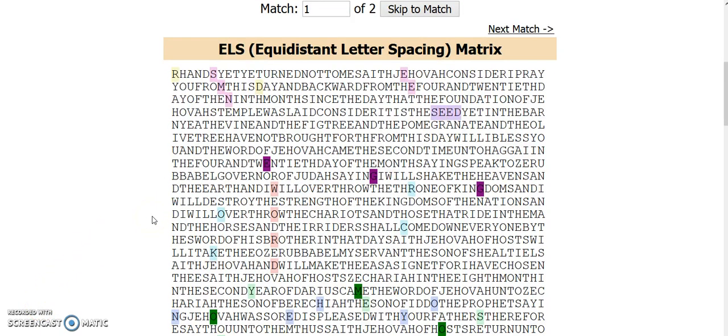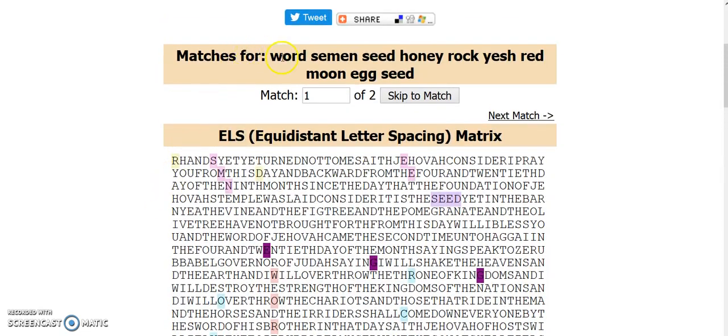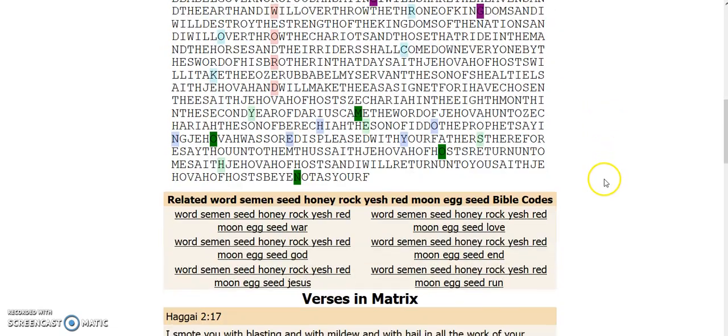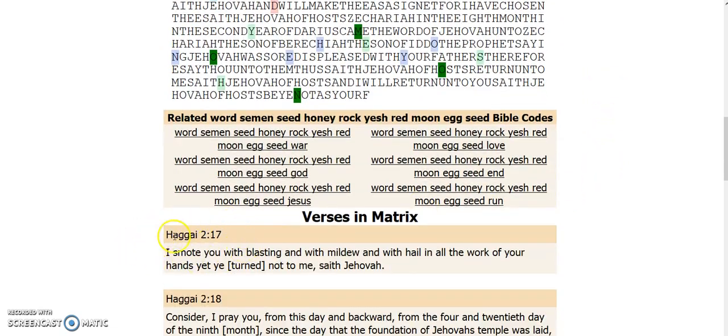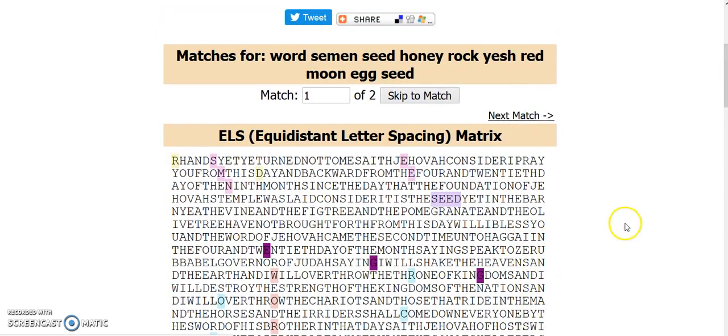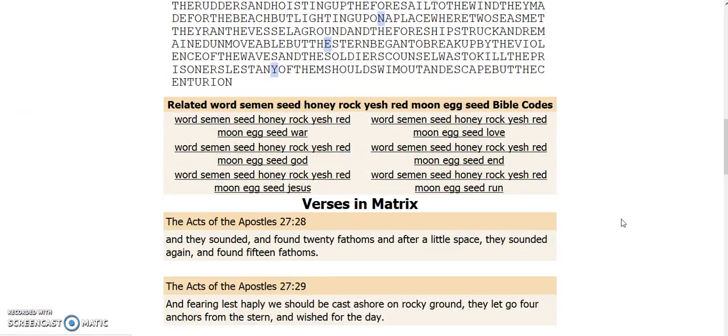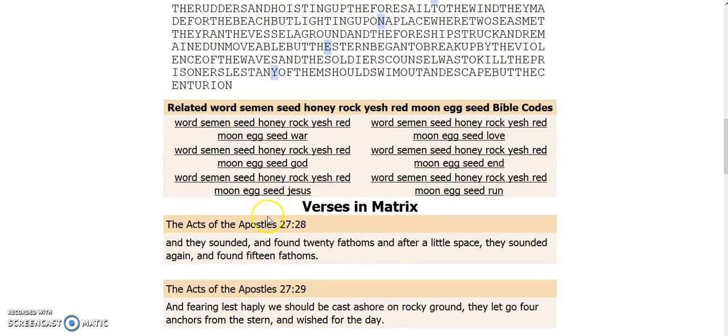I also have this table over here which I didn't show in the last video, but this is probably the most important one because this one was coming up in Haggai 2:17. This is the first match, and then the second match is the one that comes up in Acts 27, which is where this all started from.